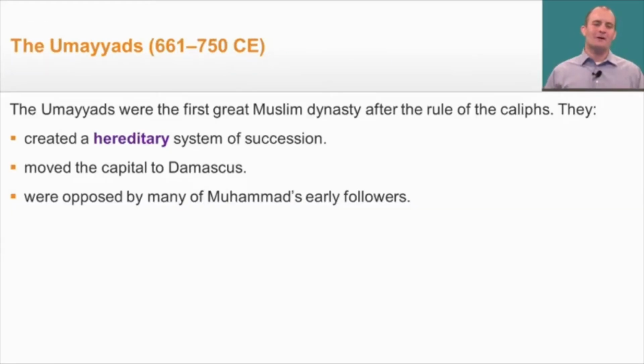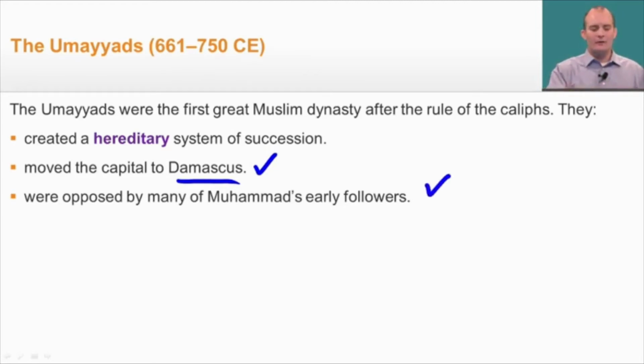The first Muslim empire we're going to take a look at are the Umayyads, who ruled from 661 to 750 CE, and they were the first great Muslim dynasty to rule after the caliphs. Now, these Umayyads created a hereditary system of succession, meaning that the person in charge had to be from the family of the person before. So, for example, if your father, then it would go to that son, and so forth. They moved the capital to Damascus to better control the Umayyad empire because it was more centrally located.